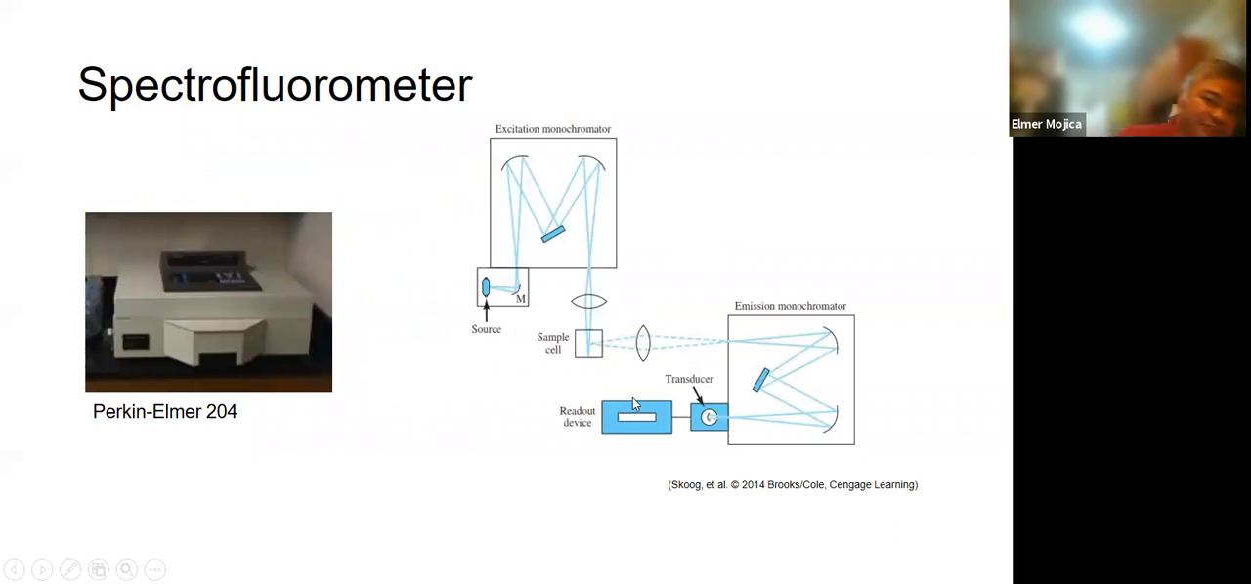And if you have a spectrofluorimeter like this one, like Perkin-Elmer, ganito yung system mo. So you have the light source here. There's a monochromator there. It passes through the system here, and then you have the sample cell. As you can see, it's also L-shaped for 90 degrees. So it passes through another monochromator here until it reaches your transducer or your detector, and then the readout system.